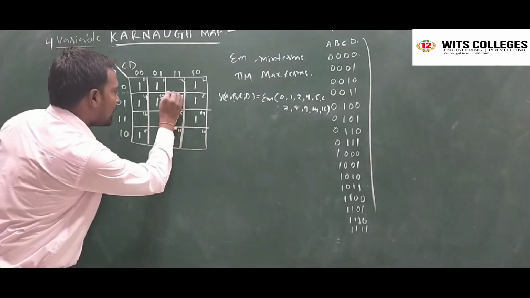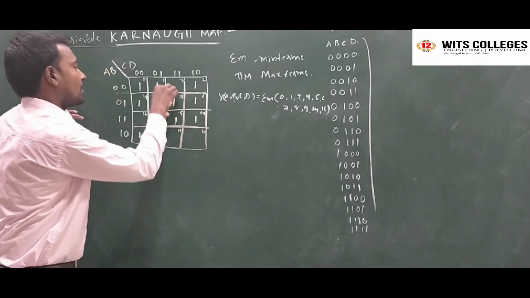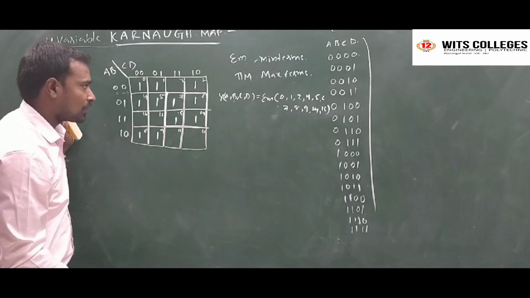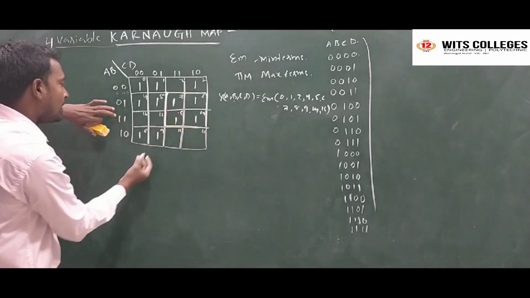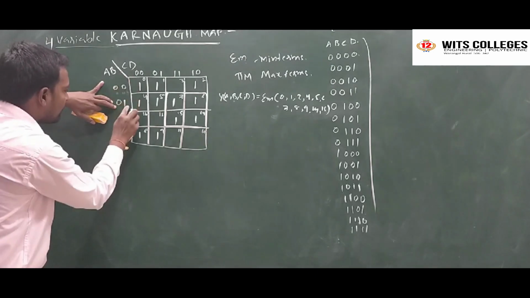So here I am taking these 4 variables as a quad. Okay, so when we take the quad, we will get a is equal to 0 1 here, and b is equal to 1 1.